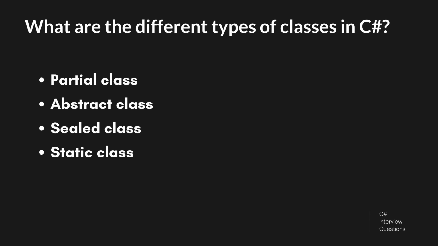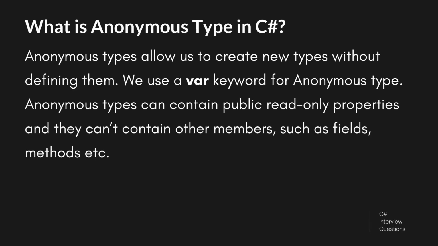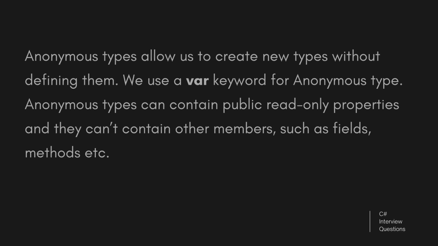What are the different types of classes in C#? Partial classes, abstract classes, sealed classes, and static classes. What is anonymous type in C#? Anonymous types allow us to create new types without defining them. We use the var keyword for anonymous types. Anonymous types can contain public read-only properties, and they can contain other members, such as fields, methods, and others.